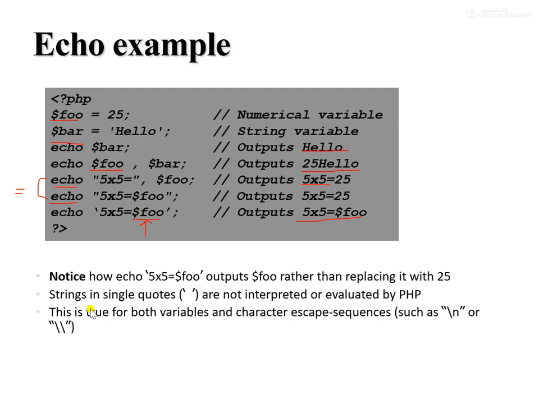So strings in single quotes are not interpreted or evaluated by PHP, and this is true for both variables and character escape sequences. Like in normal C or C++, we use this character escape sequence. This is for new line, you know. So if you want to use these character escape sequences, you can use them in double quotation but not in single quotation, because single quotation will be interpreted as a string, and it will not be interpreted or evaluated by the PHP parser.